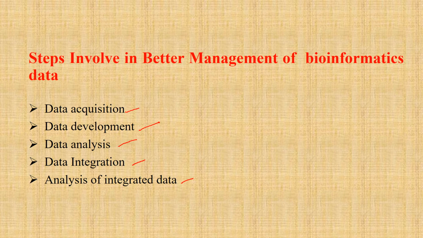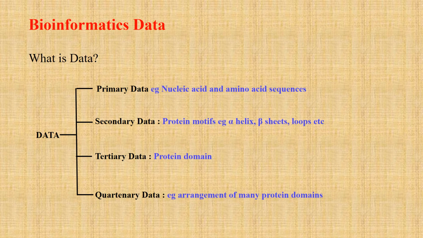Okay, so we have been talking about data. Data is any information which is to be analyzed or stored. Okay, and we have four types of data. We have the primary data, which is data that is constituted of primary structure of biomolecules. Example here, we have nucleic acid and amino acid sequences. Okay, we have secondary data, which is data that is constituted of the secondary structure of biomolecules, such as protein motifs. An example of protein motifs, we have alpha helix, beta sheets, and loops, and so on.